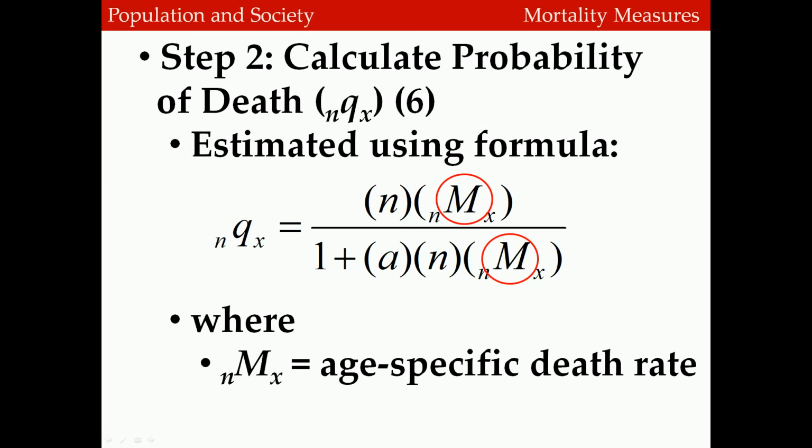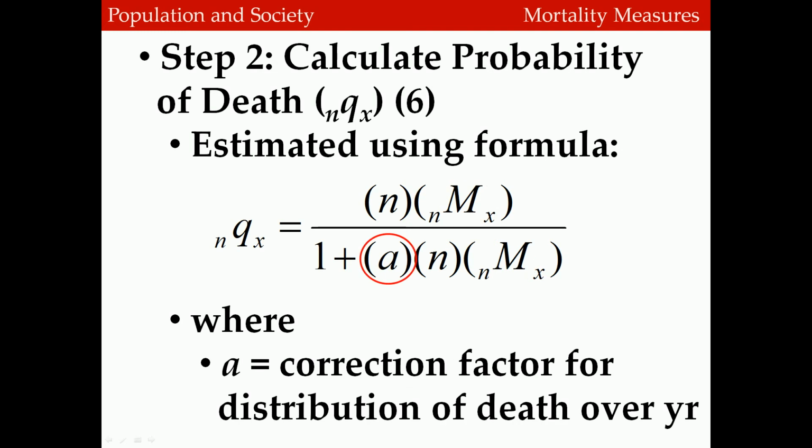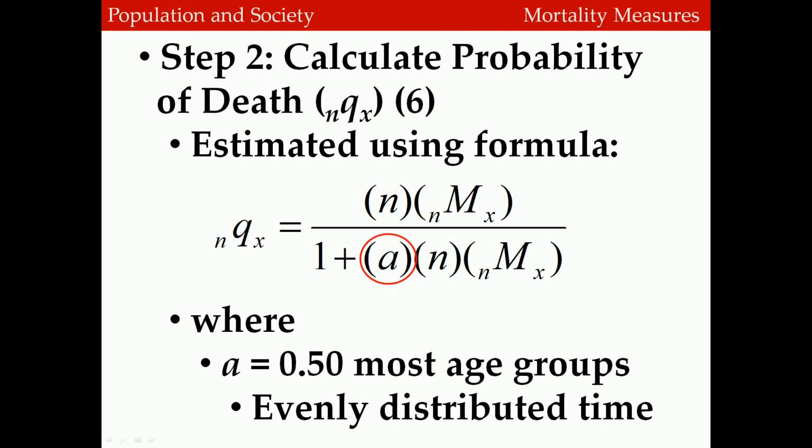Okay, but there are also some other differences in the denominator. In the denominator, you can see that there's this value a, and a is basically just a correction factor. This is supposed to take into account the fact that deaths at particular age ranges aren't necessarily distributed in the same way over the year. For most cases, a is going to equal 0.5, indicating that deaths occur at the midway point of the interval. The midway point is somewhere between 0 and 1, and 0.5 is exactly in between those two. That basically says that for some age intervals, deaths are evenly distributed across time.